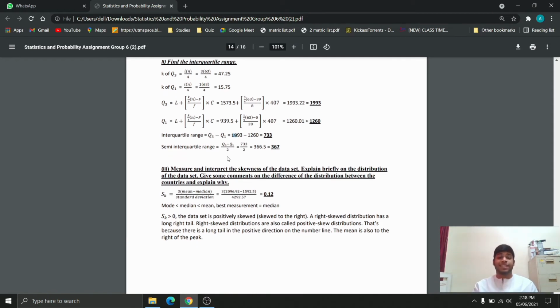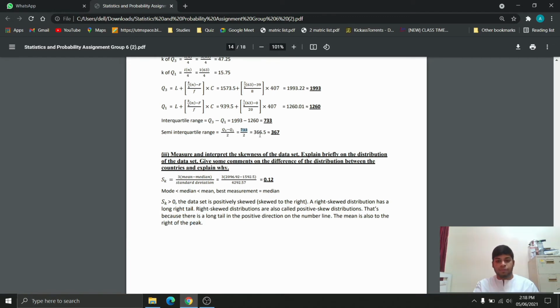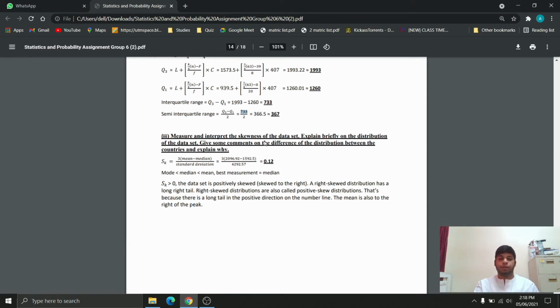After that, to get the semi-interquartile range, basically what we do is divide the interquartile range value by 2. So here 733 divided by 2, and we get the value. Here we take the whole number; we don't keep it in a decimal position.